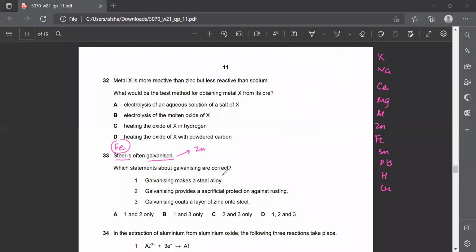Now, before we move on to the process of galvanization, we need to understand rusting. To prevent any iron or steel from rusting, you perform certain processes, and one of them is called sacrificial protection. What do we do in sacrificial protection?